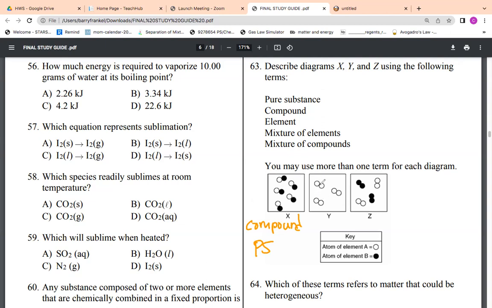Y, I see that there are two things bonded to each other, but they are the same element. These are diatomic. So this is really an element. Okay, not a mixture of elements, but it's just an element. And elements are also pure substances. Z, again, I have diatomic elements. Okay, this is a mixture of elements. If something is a mixture, it's not a pure substance. Okay. All right. That's all. Okay. Moving forward.